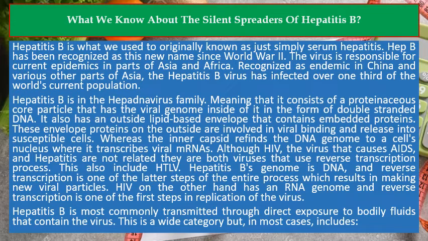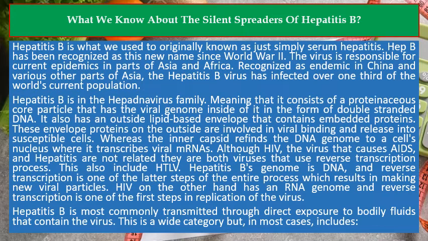Recognized as endemic in China and various other parts of Asia, the hepatitis B virus has infected over 1/3 of the world's current population. Hepatitis B is in the Hepadnavirus family, meaning that it consists of a proteinaceous core particle that has the viral genome inside of it in the form of double-stranded DNA. It also has an outside lipid-based envelope that contains embedded proteins. These envelope proteins on the outside are involved in viral binding and release into susceptible cells, whereas the inner capsid refines the DNA genome to a cell's nucleus where it transcribes viral mRNAs.